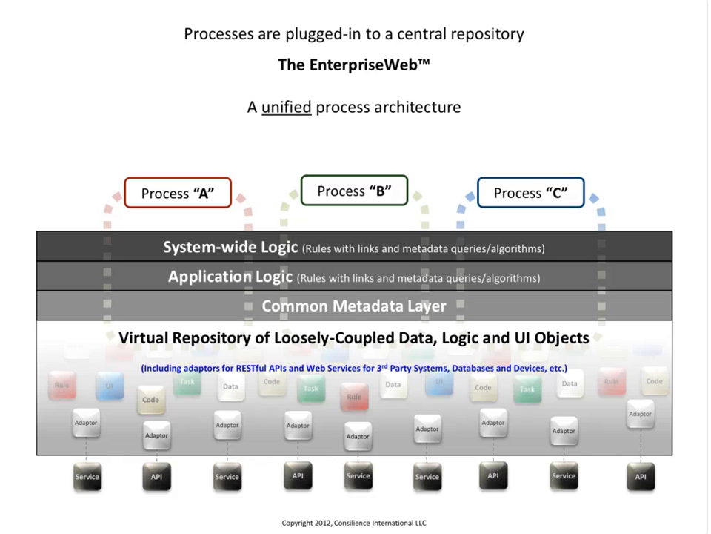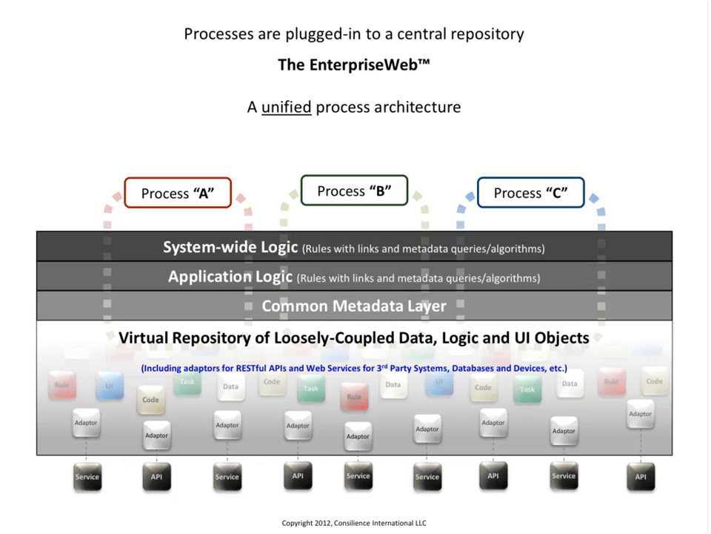So, unified process architecture. Historically, processes were their own application silos, right? Each process has its own connections to services and data, has its own forms and other UI and rules and logic built into that process. Here, all processes are drawing from and feeding back to a common pool of information. So, a unified process architecture.